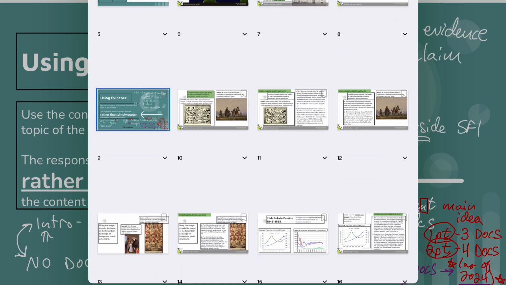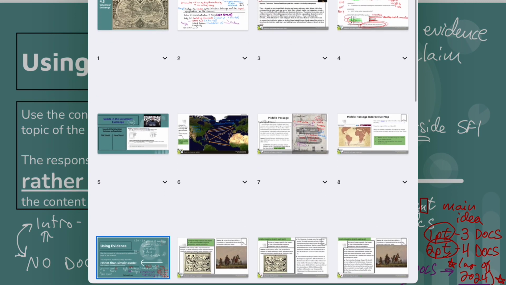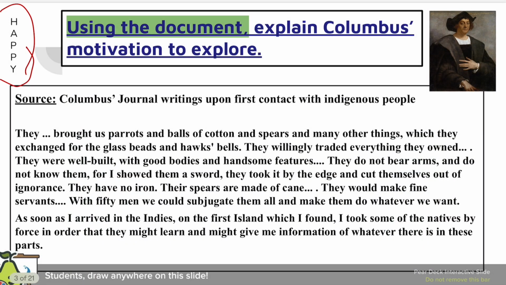So for example, if we go back to our Christopher Columbus firsthand account of his encounter with the indigenous peoples, let's say that you quoted this sentence. Okay, the Native Americans were, quote, well built with good bodies and handsome features. Right? You copying that doesn't tell me that you understand what's going on in this document. That's not the main idea. The main idea is not that Christopher Columbus complimented the Native Americans on their bodies, right?